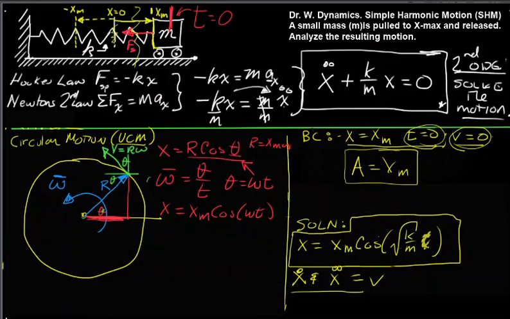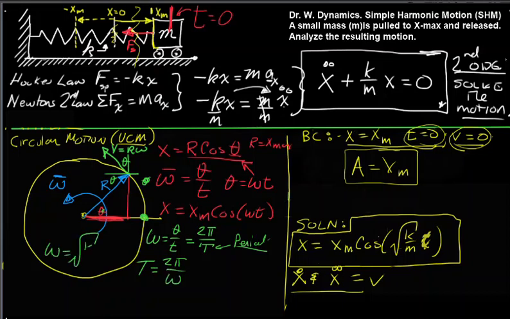Something else that's useful in this analogy is that if omega is theta over t, we can do this for one full revolution, where we'll get 2 pi radians over the period. And as such, we can solve for the period of one oscillation. So the period for one oscillation will be 2 pi over omega. But recall that omega is the square root of k on m.